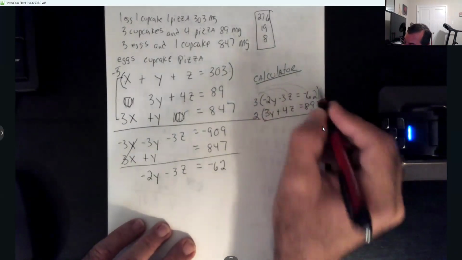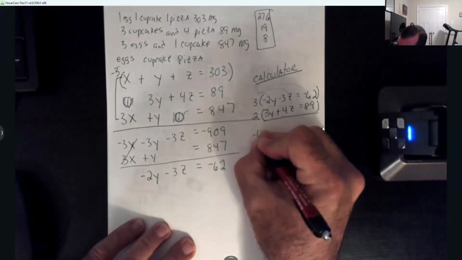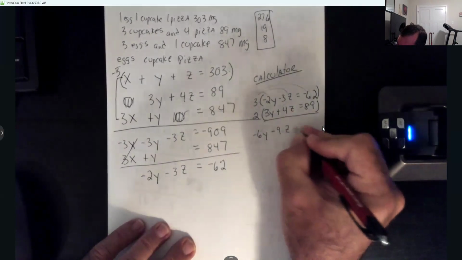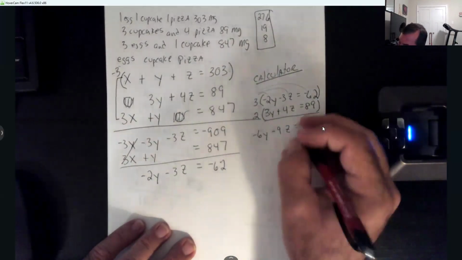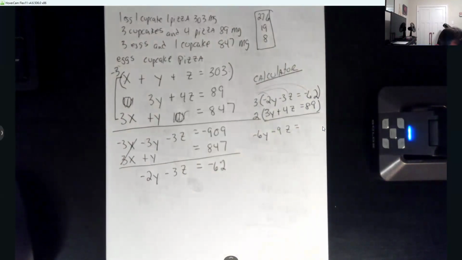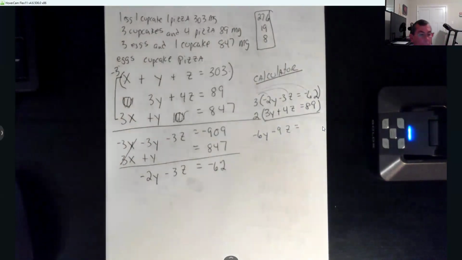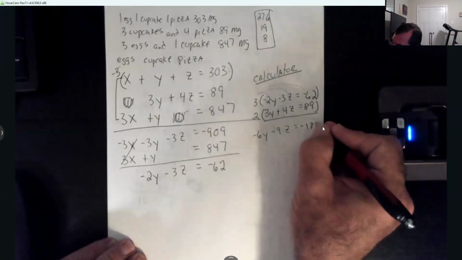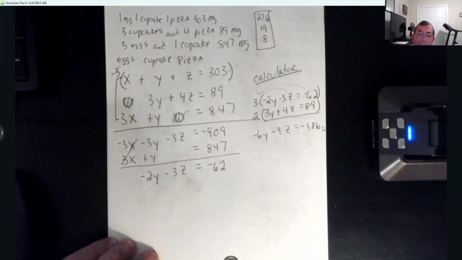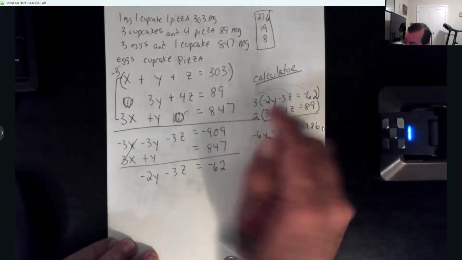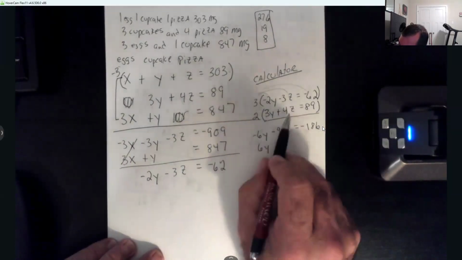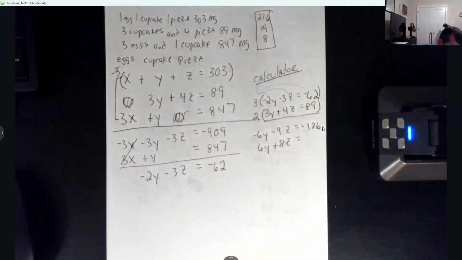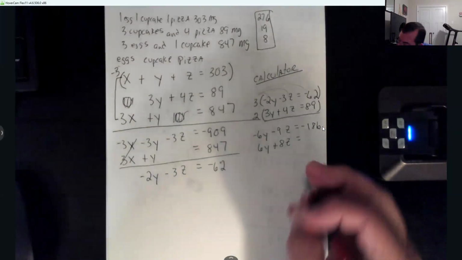All right, y'all, so let's start multiplying through. 3 times negative 2 is negative 6y. 3 times negative 3 is a negative 9z. 3 times negative 62, so what's that give me? That's a negative 180 something, y'all. 186, I think. Now, multiply this in by 2. 2 times 3 is 6y. 2 times 4 is 8z. 2 times 89 is 178.